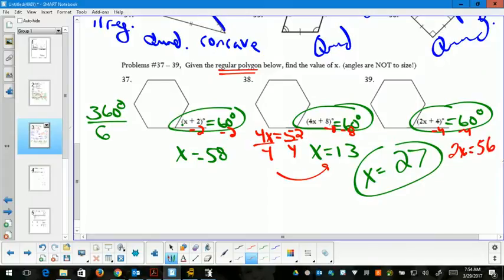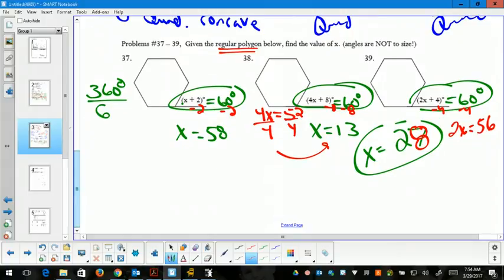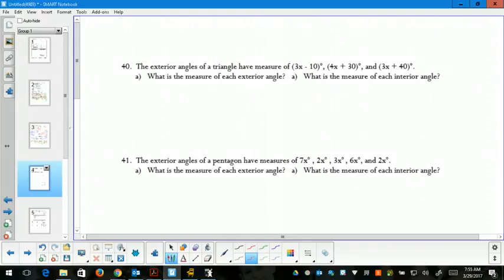Oh, I thought it was 57. Whoops, it's 56. So this is actually 20. Is it 20? Yeah, 28. I would have been wrong if I would have been 7. Other questions on these? So this is using exterior angle here.